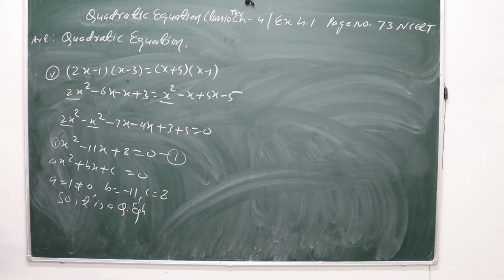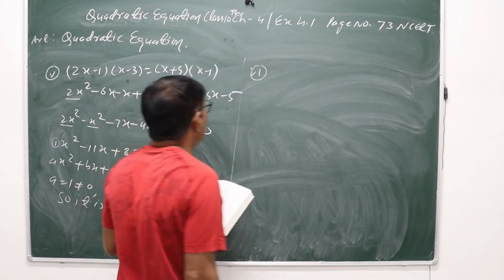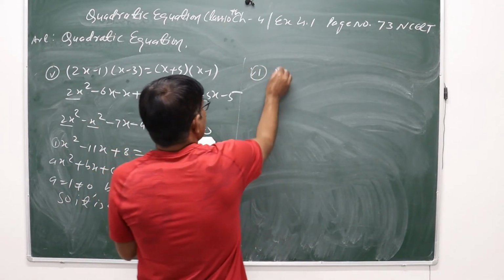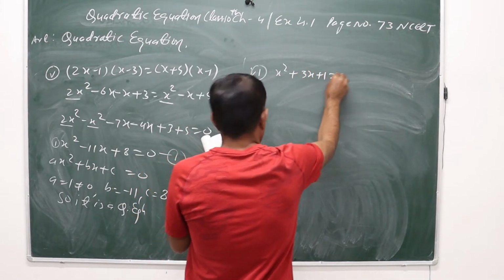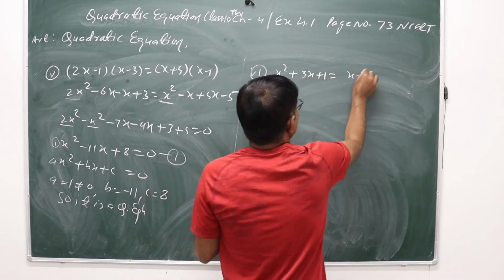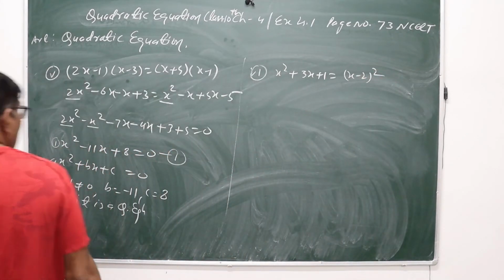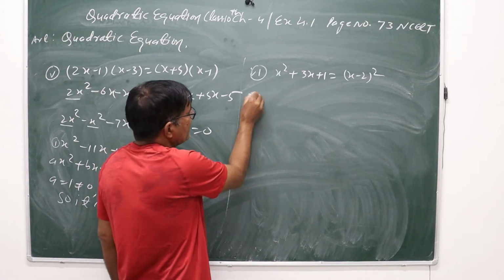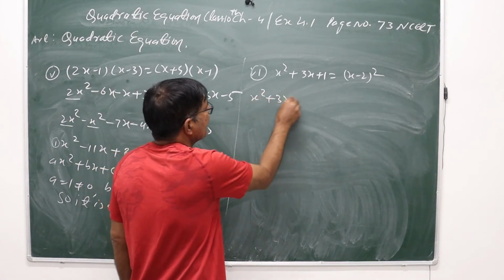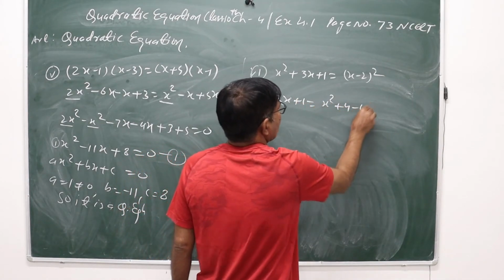Similarly, let us see question number 6. Question first, part 6. The sixth one is x square plus 3x plus 1 is equal to (x minus 2) whole square. What we will do, in the right hand side, we will open a minus b whole square. So left side is x square plus 3x plus 1, equal to x square plus 4 minus 4x.